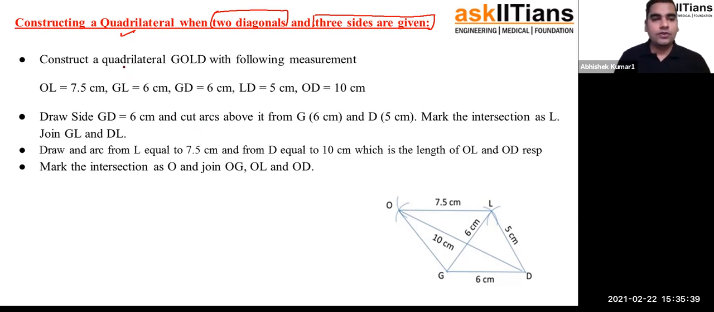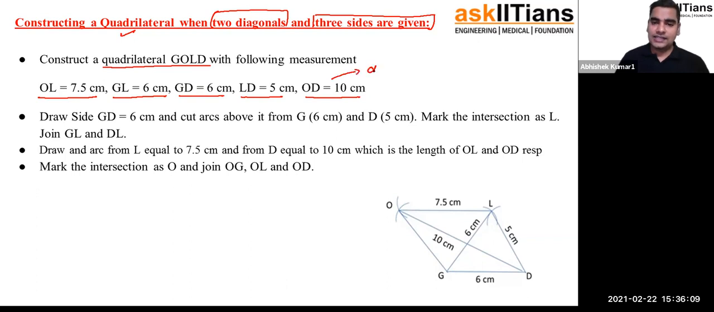Here you have to construct a quadrilateral GOLD, with the following measurements. OL is given to you 7.5 centimeter. All right. GL is provided to you 6 centimeter. That's okay. GL is a diagonal. GD is provided to you equal to 6 centimeter. That is perfectly fine. LD is provided to you, that's again 5 centimeter, and OD is provided to you, that is again equal to 10 centimeters.